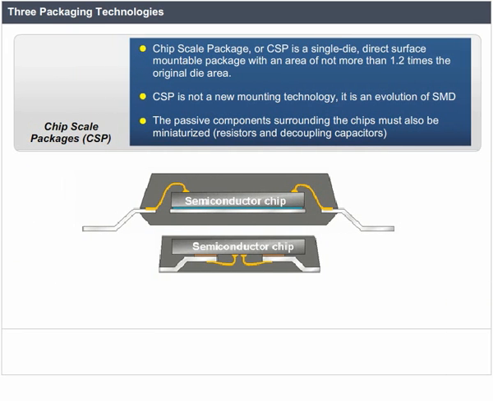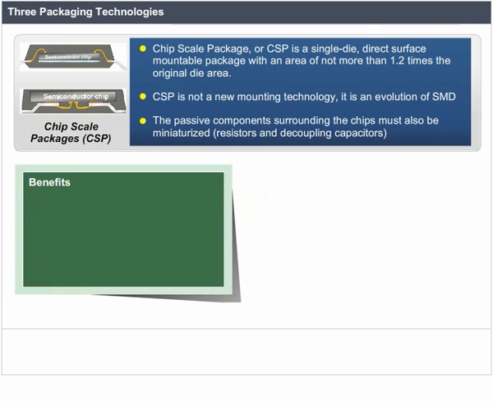Chip scale packages, CSP. A chip scale package, or CSP, is a single die direct surface mountable package with an area of not more than 1.2 times the original die area. CSP is not a new mounting technology, it is an evolution of SMD. The passive components surrounding the chips must also be miniaturized, such as resistors and decoupling capacitors.